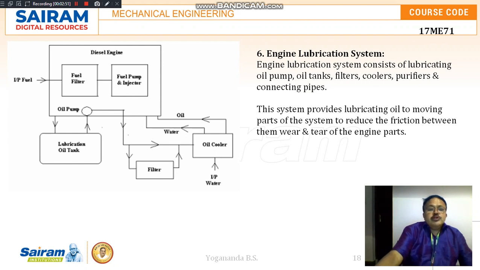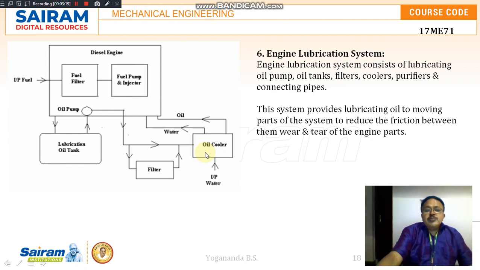Then the engine lubrication system. This is the line diagram of the engine lubrication system. It consists of the lubricating oil pump. The oil pump is here. Then we have the lubrication oil tank. We have the filters here, coolers, purifiers, air coolers, and connecting pipes.